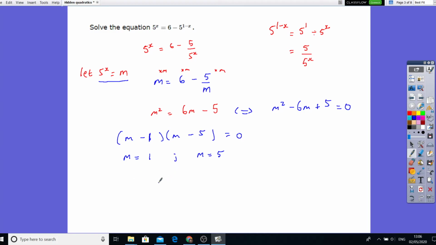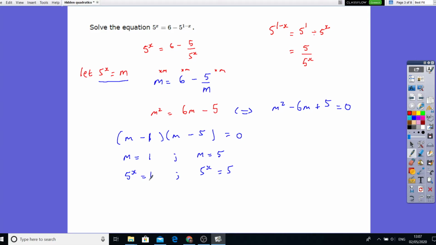Yeah, just take a moment there. So we haven't solved the equation yet because we haven't solved for x. We solved for m, but not for x. Now, we're going to put this back into here, right? So we're going to put this back in. So m is going to be replaced by 5 to the x, which is equal to 1, and this is going to be 5 to the x, which is going to equal 5.